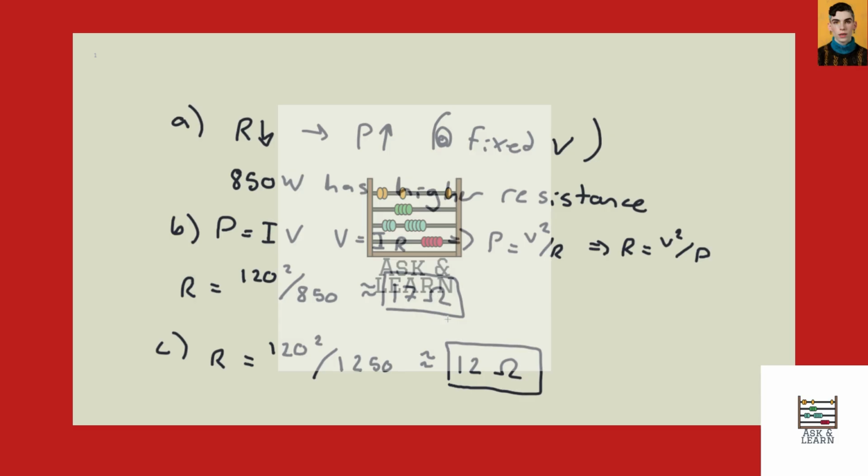And we see that just as we guessed, it was actually the lower power setting that had the higher resistance, whereas the higher power setting actually had a lower resistance.